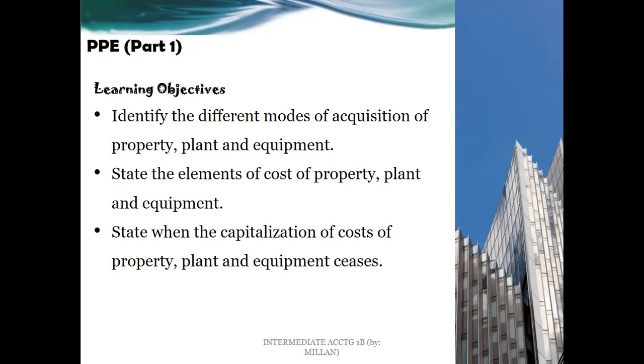Then we have to state the elements of cost of PPE. There are actually components of the cost. There are several amounts or values that could be part of the cost of PPE. Third one is we have to state when we capitalize, especially the capitalization of costs, which means that we are going to add or include certain costs or items that are capitalizable or should be part of the cost as stated in the second objective, and up to which time or up to what point. That will be discussed accordingly.